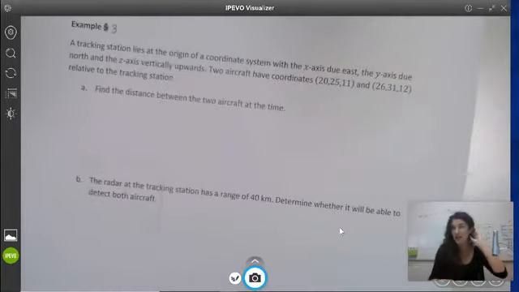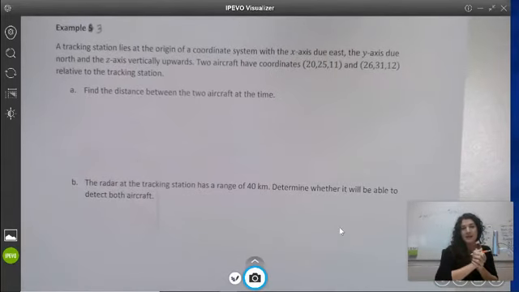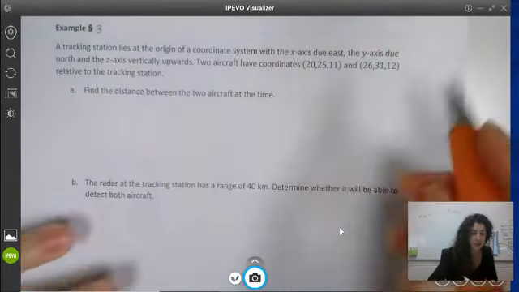Okay, we have 2 more IB type problems, and that will be it for today. A tracking station lies at the origin of the coordinate system with the x-axis due east, y-axis due north, and z-axis vertically upwards. Two aircraft have the coordinates that and that relative to the tracking station.